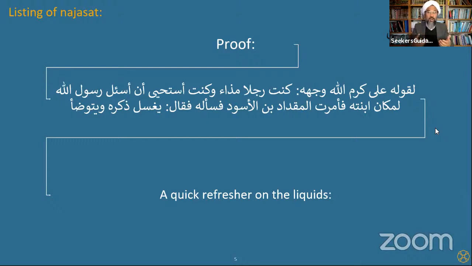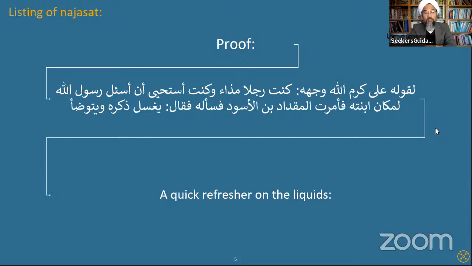So I was shy to ask the Prophet sallallahu alaihi wasallam. So what did I do? That didn't stop me from asking. I devised a plan. What did I do? فَأَمَرْتُ الْمِقْدَادَ بْنِ الْأَسْوَدِ, I appointed Miqdad ibn al-Aswad, فَسَأَلُوا, and then Miqdad ibn al-Aswad asked on my behalf.